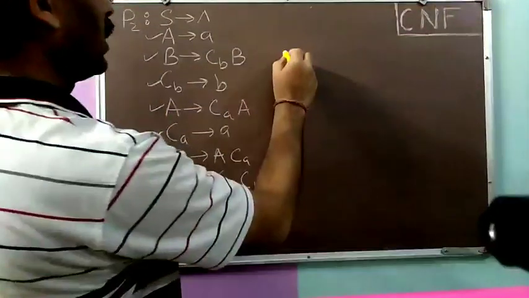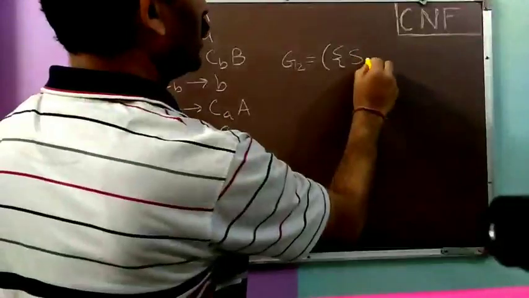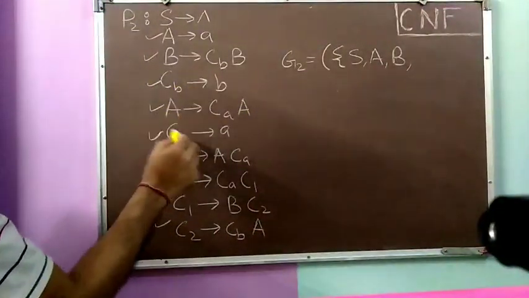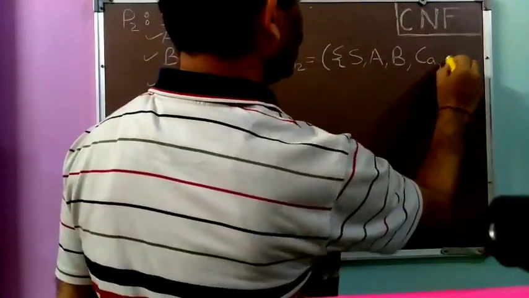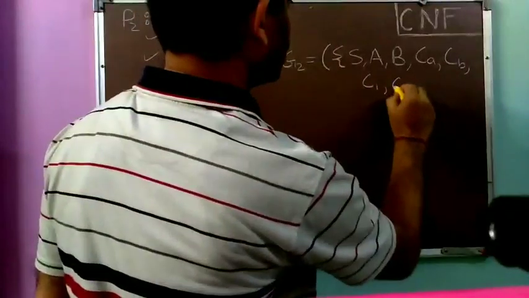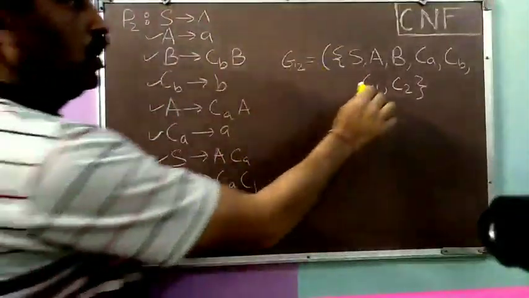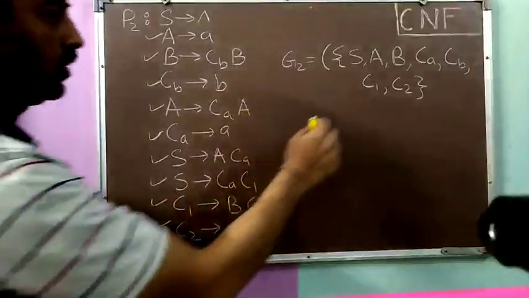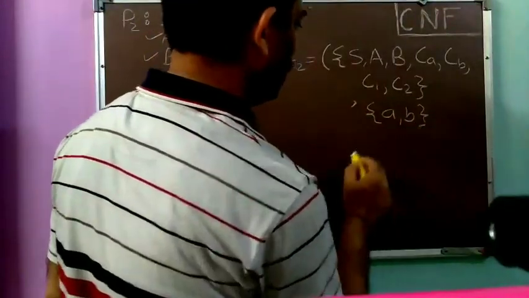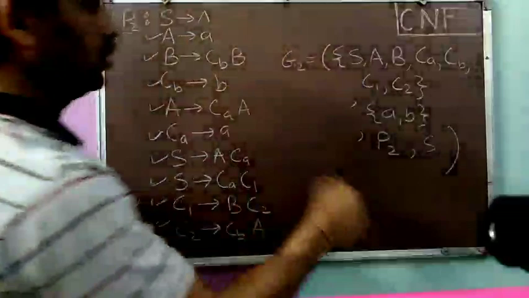So if I have to write the grammar, I will write this grammar G2 with the set of variables S, A, B. These were also present in the original grammar, and some new variables I have introduced. So CA, CB, these two I have introduced, and then C1 and C2. CA and CB were introduced in step 2, and C1 and C2 were introduced in step 3. The set of terminals will be the same. So a and b are the terminals, so sigma will not change. The set of productions is P2, given by this set of productions, and its start symbol is S. So this is my grammar G2.